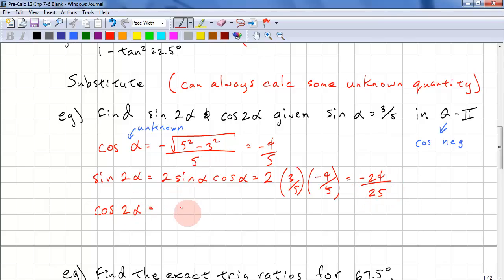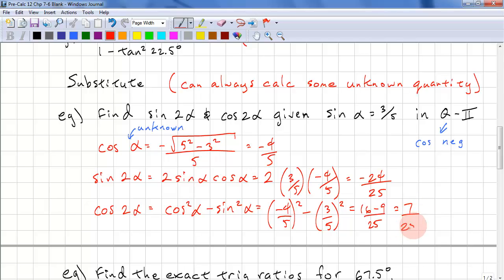Cos 2 alpha is cos squared alpha minus sine squared alpha. We have minus 4 over 5 squared minus 3 over 5 squared. This is 16 minus 9 over 25, and that's 7 over 25.